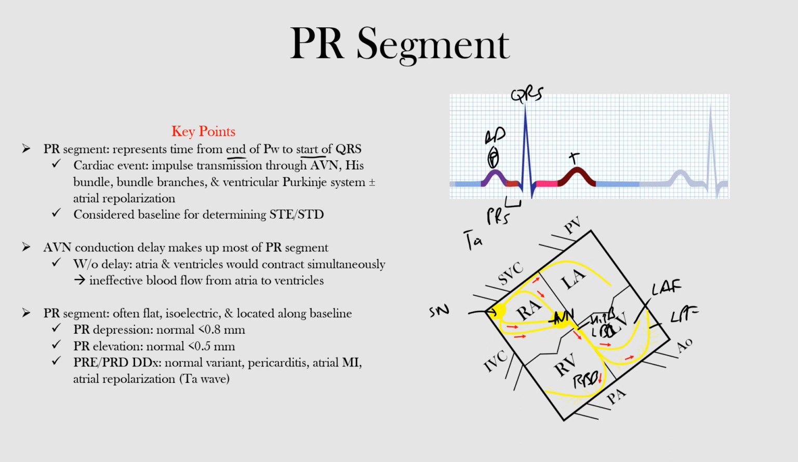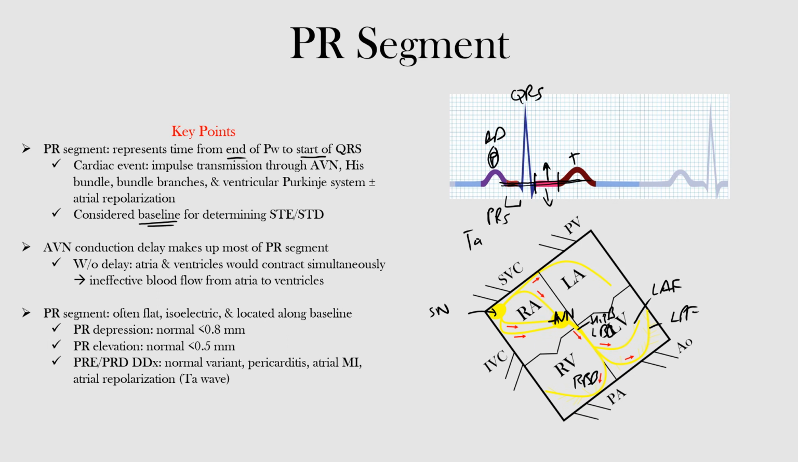Now, one thing to note is that after a lot of controversy, the PR segment is considered the baseline when determining ST elevation or ST depression. What do we mean by that? This is our PR segment, and if you draw a line through it, we use that as our baseline to determine: is there any ST elevation? This is our ST segment, from the J point, or the end of the QRS, to the beginning of the T wave. Is it elevated or is it below? Elevated meaning ST elevation, or below meaning ST depression. So the PR segment is our baseline for determining that.